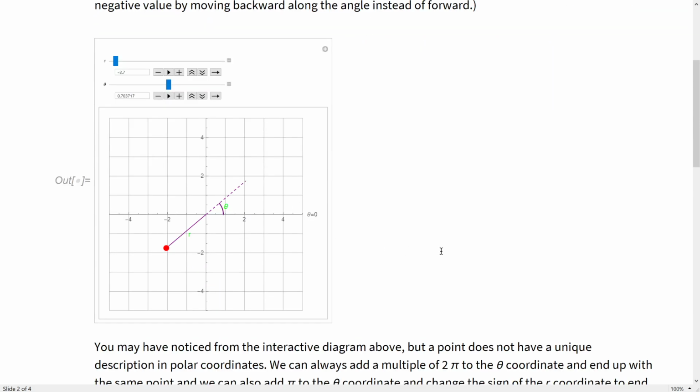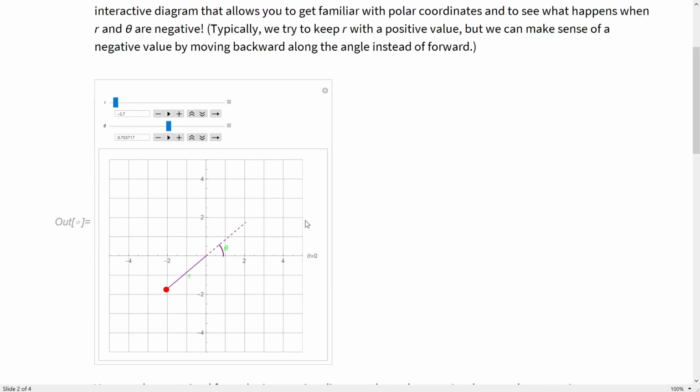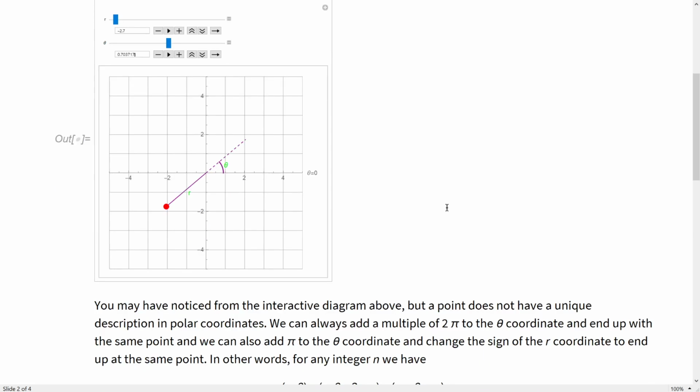One important thing to know about polar coordinates is that they're not unique. They're very not unique. If we have a point, say 2 comma pi over 4, and we add 2 pi to that set of coordinates and get 2 comma 9 pi over 4, it's going to be the same point. Or we could subtract 2 pi, or add any multiple of 2 pi, positive or negative.